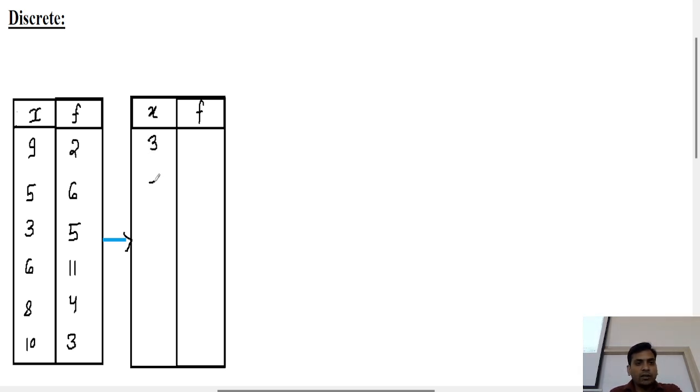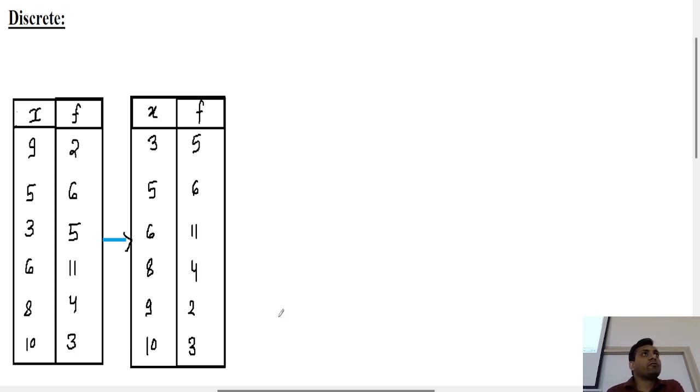So the first least number is what? 3. Second is what? 5. Next 6. Next 8. Next 9 and then 10. Okay, and their respective frequencies are, for 3 it is 5, for 5 this is 6, for 6 this is 11, for 8 this is 4, and for 9 this is 2, and for 10 this is 3. Clear? So this is the arrangement.